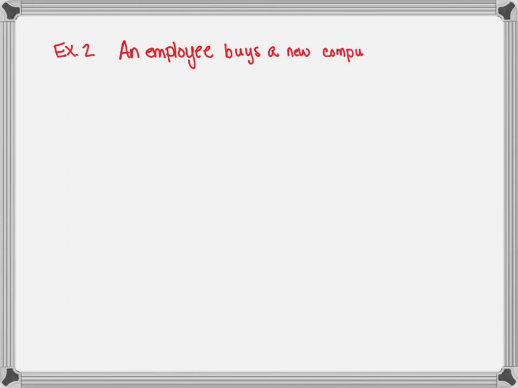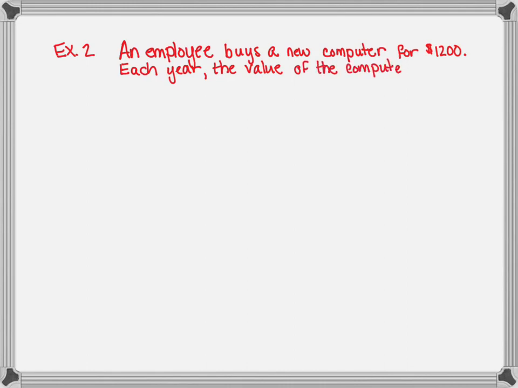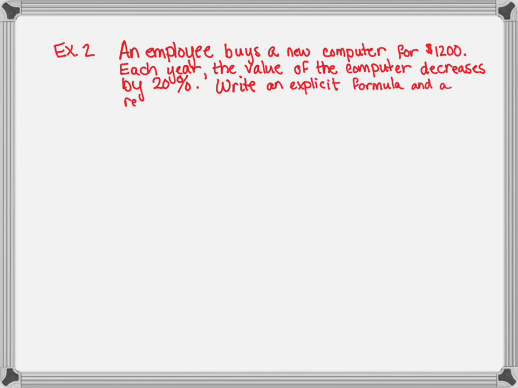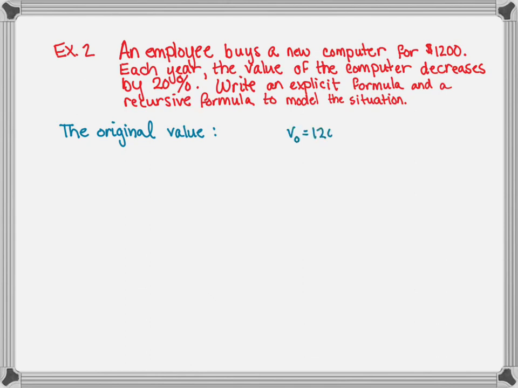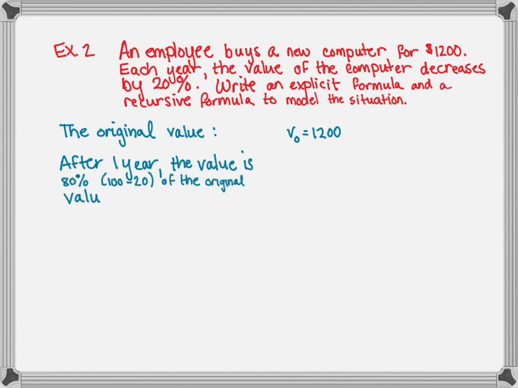Example 2. An employee buys a new computer for $1,200. Each year, the value of the computer decreases by 20%. Write an explicit formula and a recursive formula to model the situation. So the original value, V sub 0, is $1,200. After 1 year, the value is 80% of the original value. That's 100% minus the 20% that it depreciated. So V sub 1 equals 1,200 times 0.8, which is $960.